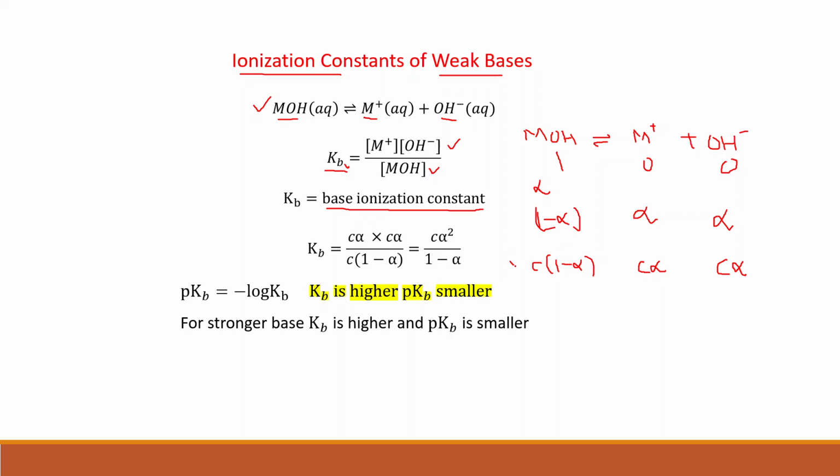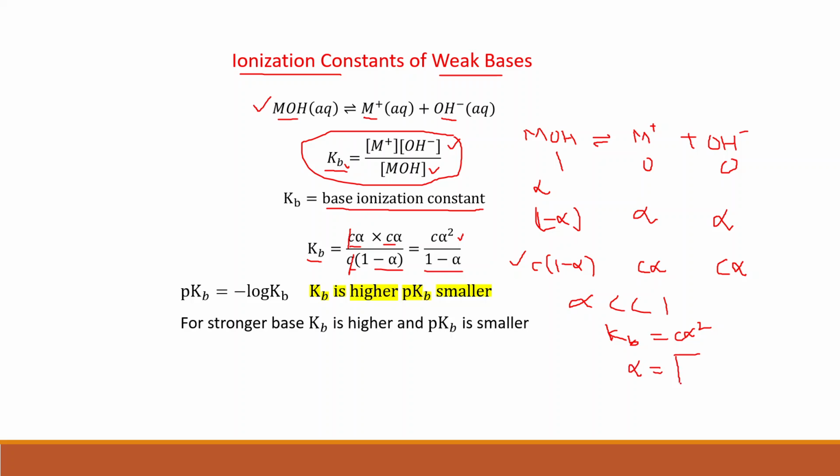Now, if we put these equilibrium concentrations in the formula, we get Kb is equal to C alpha multiplied by C alpha divided by C(1 minus alpha). This C is cancelled by this C. So Kb is equal to C alpha square divided by 1 minus alpha. Again, if we ignore alpha in comparison to 1 in the denominator, we can write Kb is equal to C alpha square, or alpha is equal to the square root of Kb divided by C.